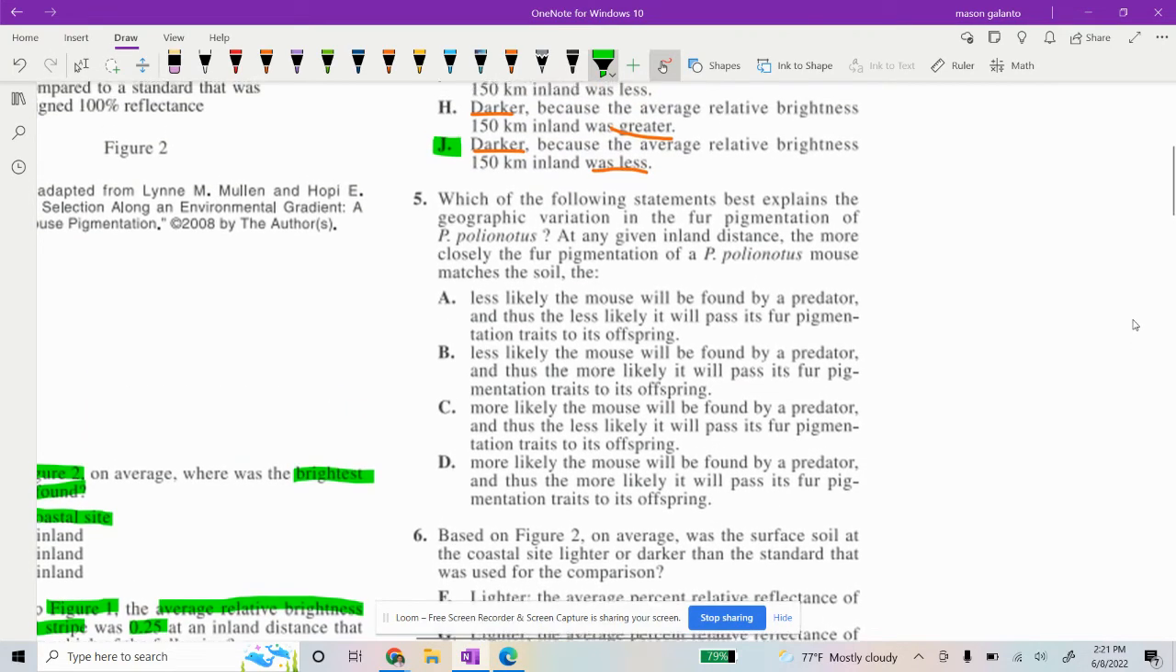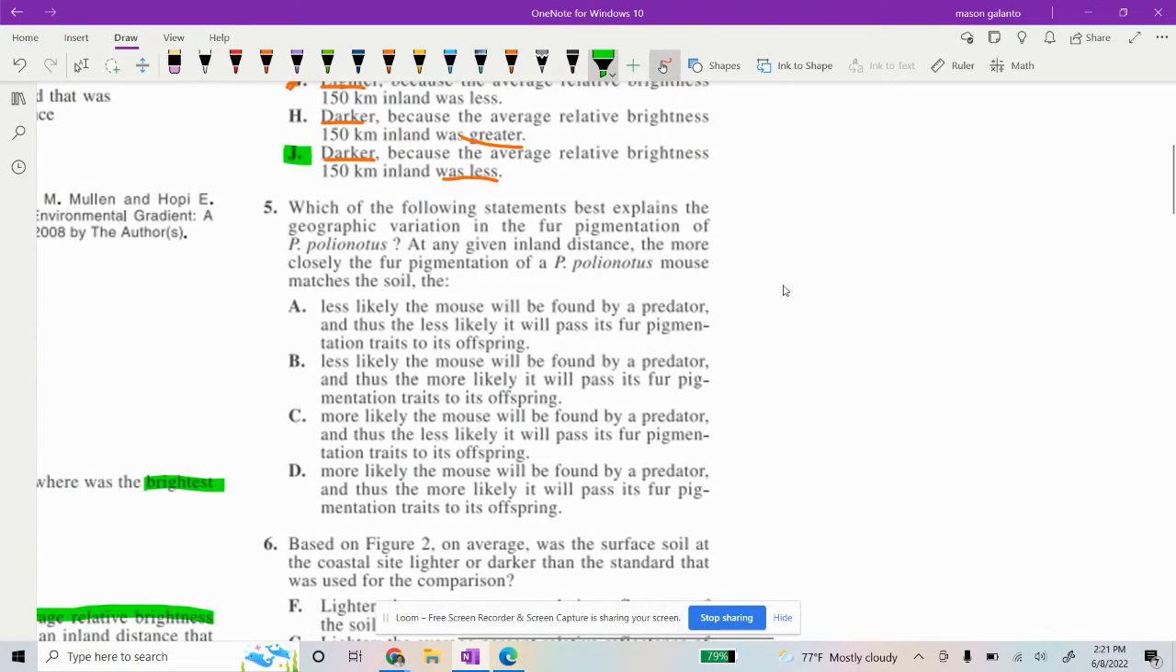All right, number 5. Which of the following statements best explains the geographic variation in the fur pigmentation of the mouse? Okay, so it's asking the question right away. Which one of these best explains it? And then it starts off the explanation. This is important. You must use their explanation. We cannot change the stuff that's in here. You have to use it.